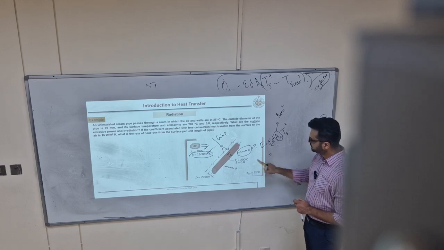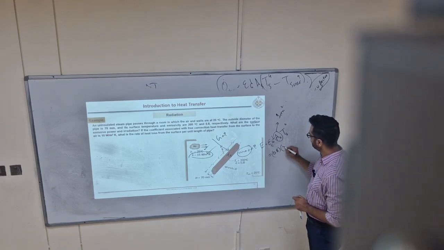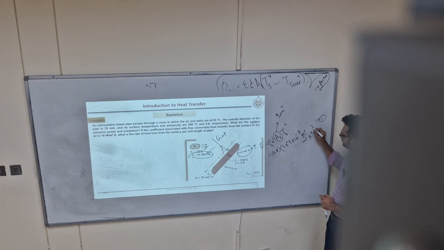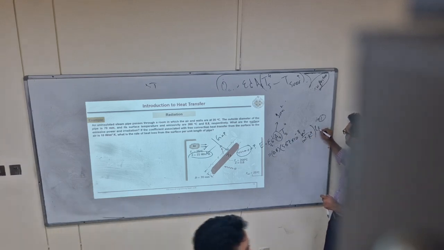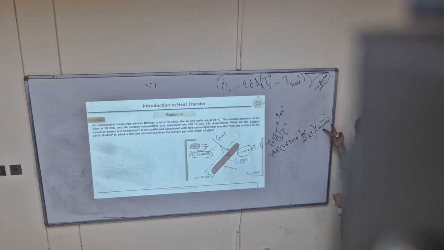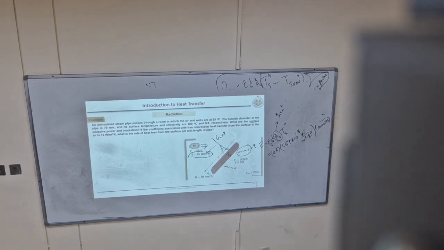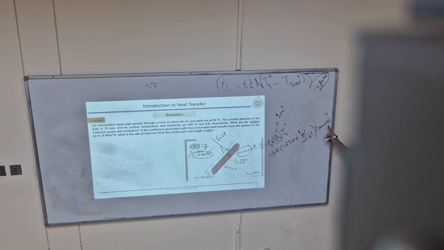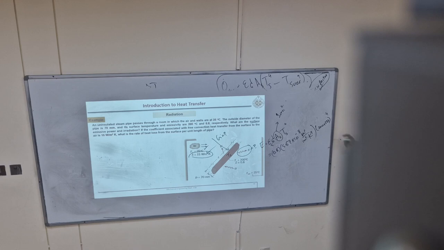So emissivity of the surface 0.8, times 5.67 times 10 to the power minus 8 watts per meter square per Kelvin to the 4, times Ts, 200 plus 273. This is very important. If you make this mistake at this stage of your engineering, significant marks will be deducted. So you must know when to use Kelvin and when to use Celsius.